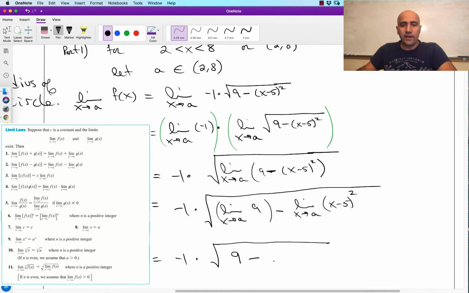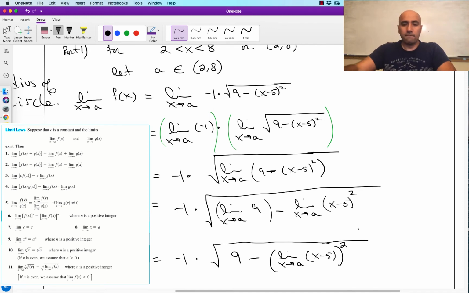Minus, and again we have a rule that says that if we have some function raised to the power of n, in this case n equals 2, then we can find the limit of what's inside first and then raise it to the power of n, in this case 2. So our limit properties again let us simplify this to the limit as x approaches a of x minus 5, and then all of that is raised to the power of 2.